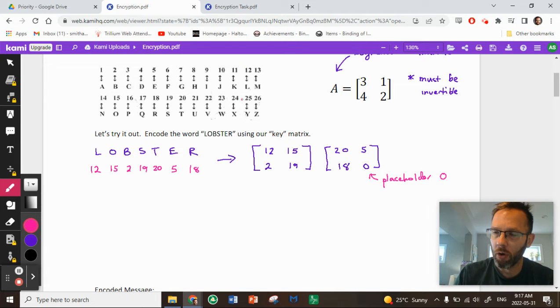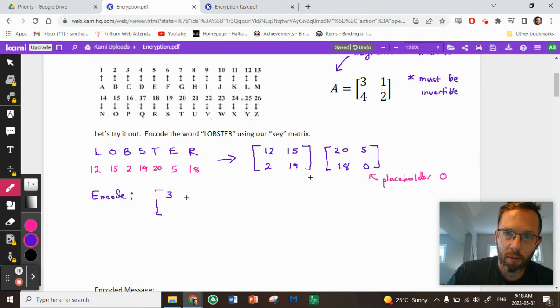So we're going to encode our word lobster there. How do we do that? We're going to take our encoder matrix, which is 3, 1, 4, 2, and we're going to multiply that by 12, 15, 2, 19.